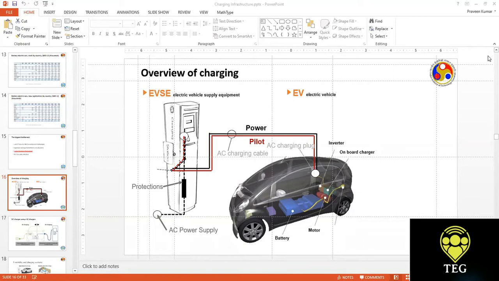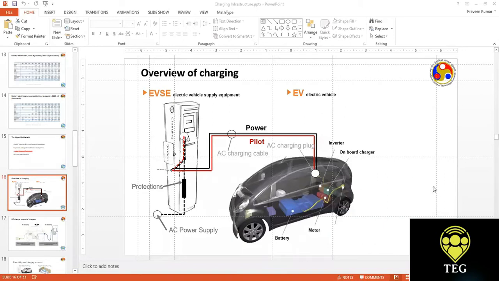It's actually, as such, if we see, not a very complex thing, but there are very many peripherals associated with a charging station, which makes the technology a challenging thing to develop. Here in the figure that you see on the screen, we have an EV charger. EVSE is the short form for electric vehicle supply equipment, and EV is the electric vehicle.